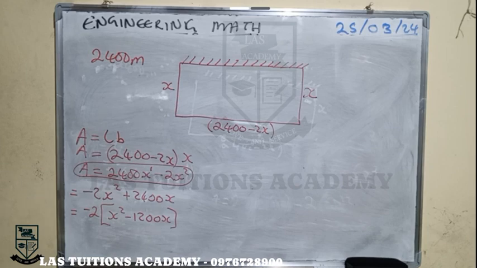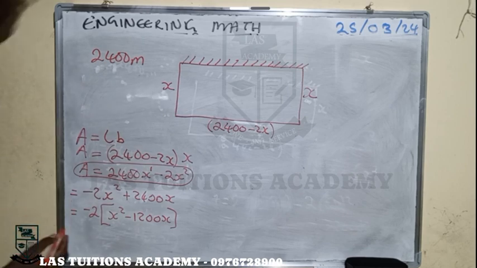We can't divide through by 2 because this is not equated to 0. If it's equated to 0, it becomes easier to divide through by 2. But since it's not equated to 0, we better just factor out the 2 outside. Because when you're completing the square, the coefficient of x squared must be 1.